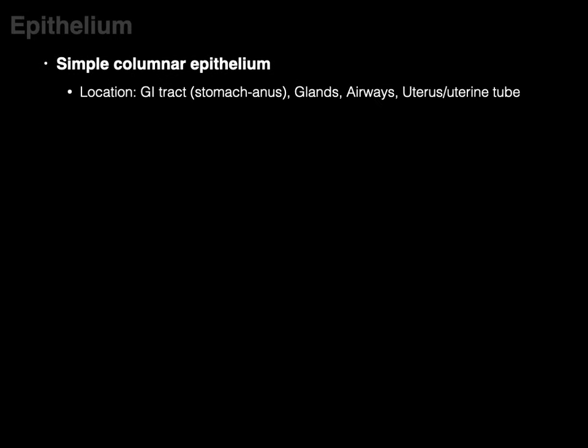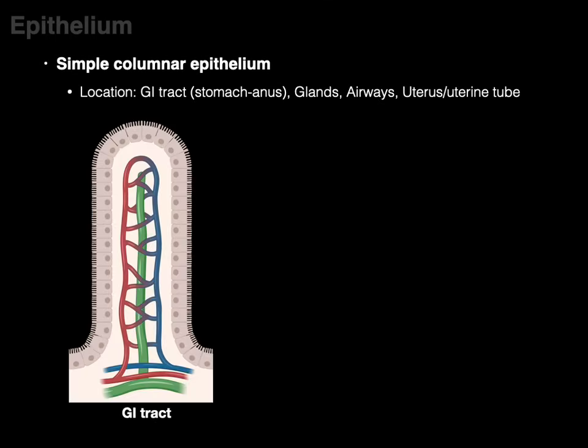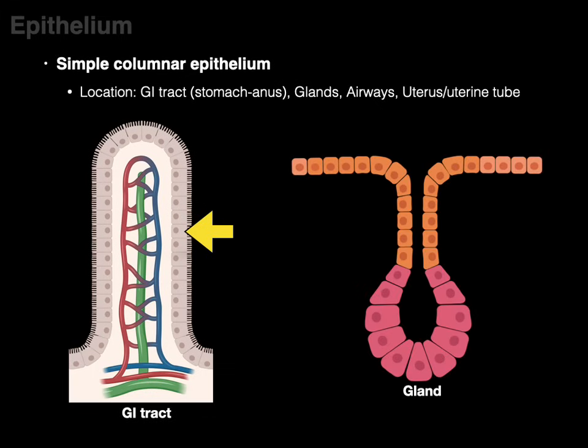And this is why we find simple columnar epithelium lining the GI tract from the stomach to the anus, glands, airways, uterus, uterine tube, and so forth. There's a GI tract, and there we have simple columnar tissue. Okay.